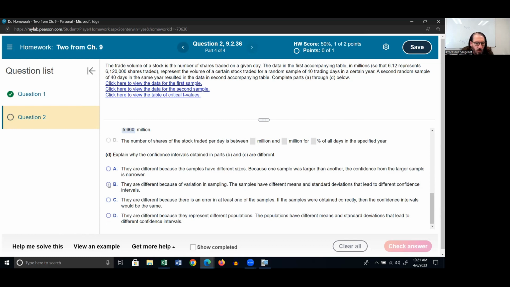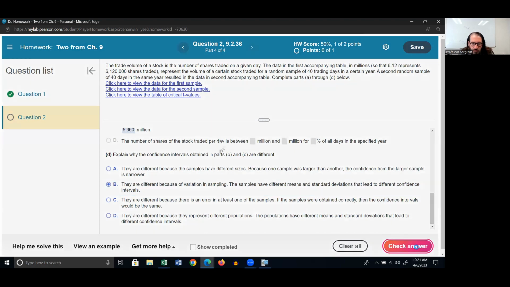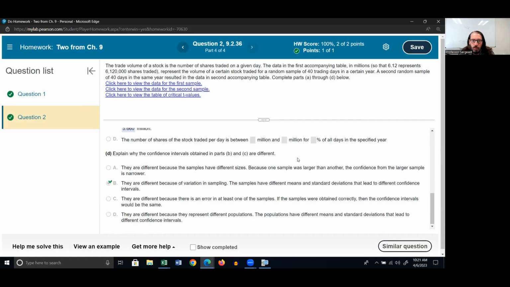B, starting off strong. Difference because of variation in sampling. Different means and standard deviations lead to different confidence intervals. It's not different populations. It's definitely not D. And C, we have no information suggesting that there was an error in data collection. So B looks like a good choice. And that's it.